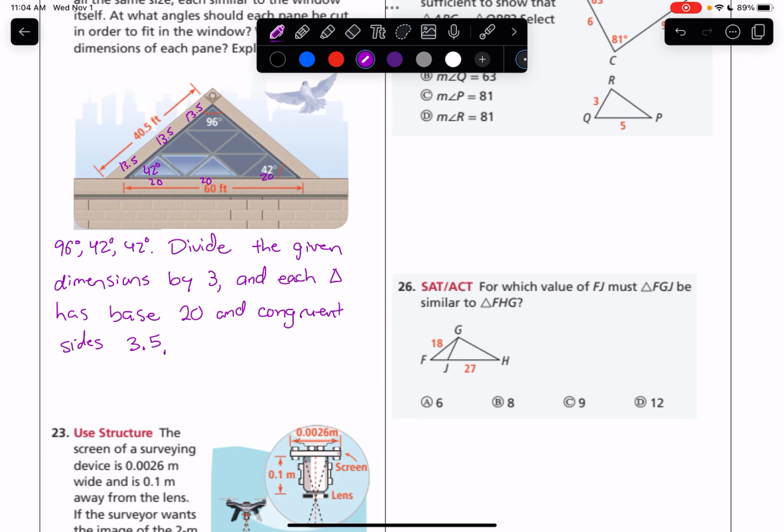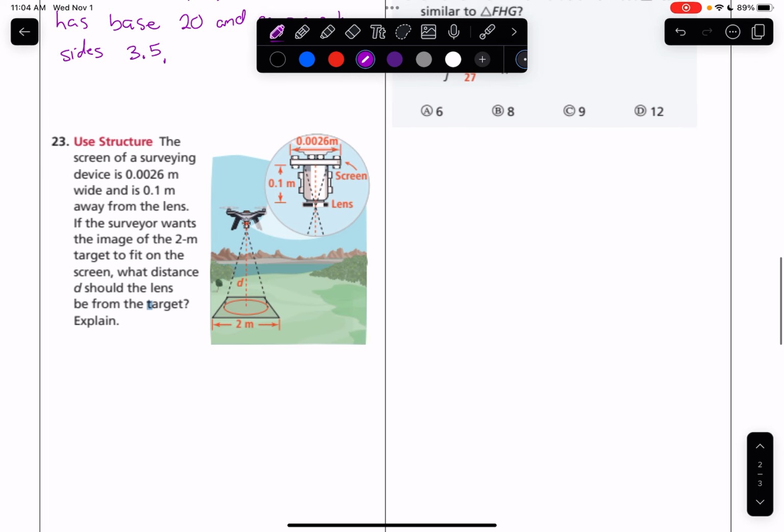All right, number 23. The screen of a surveying device is 0.0026 meters wide, really tiny, and is 0.1 meters away from the lens. If the surveyor wants the image of the 2-meter target to fit on the screen, what distance d should the lens be from the target? So here we've got similar triangles. We can tell because they're isosceles triangles that have vertical angles that are congruent.